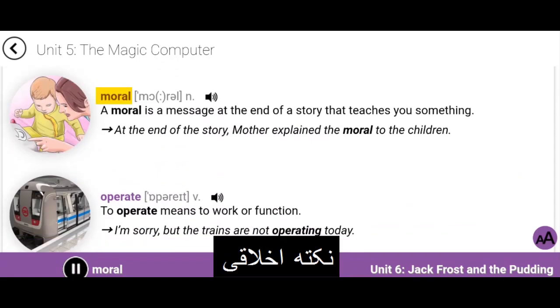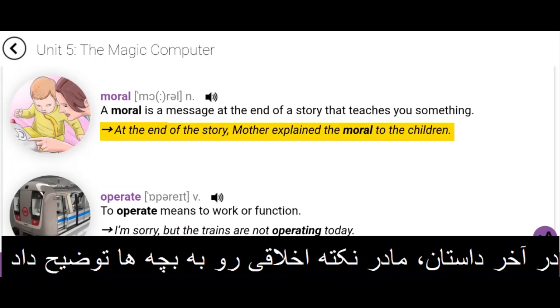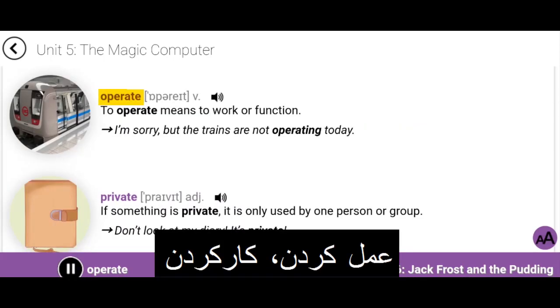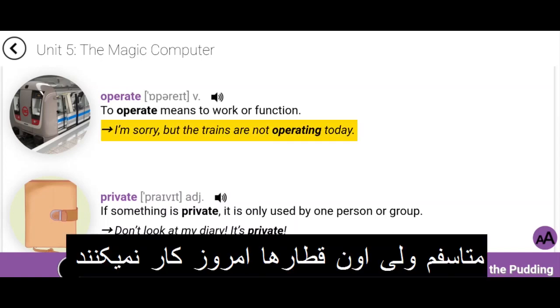Moral. A moral is a message at the end of a story that teaches you something. At the end of the story, Mother explained the moral to the children. Operate. To operate means to work or function. I'm sorry, but the trains are not operating today.